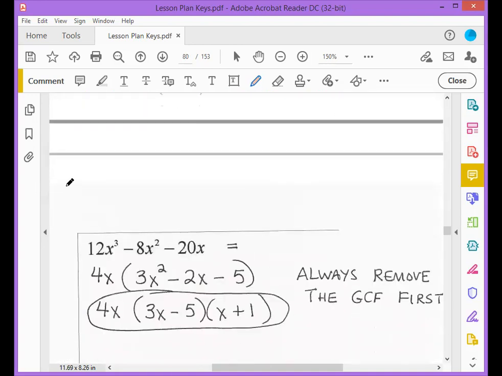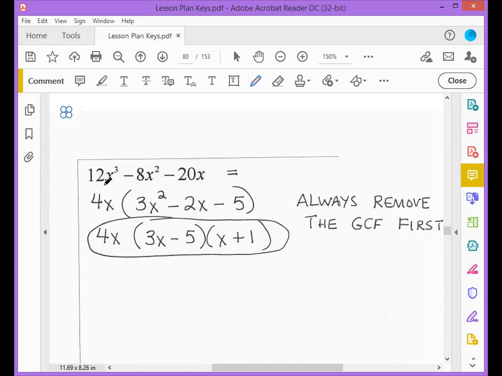All right, in the next example, we have another GCF. All of these terms can be divided by 4x. So we factored out 4x. From 12x cubed, we'll get 3x squared. When we factor 4x from minus 8x squared, we get minus 2x. And when we factor 4x from minus 20x, we get minus 5.